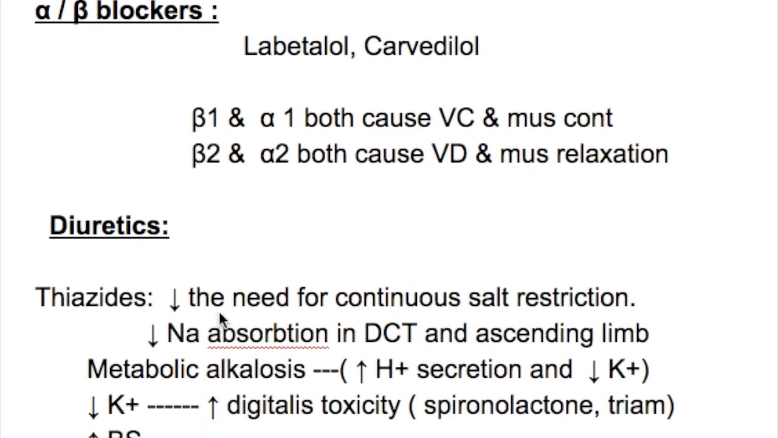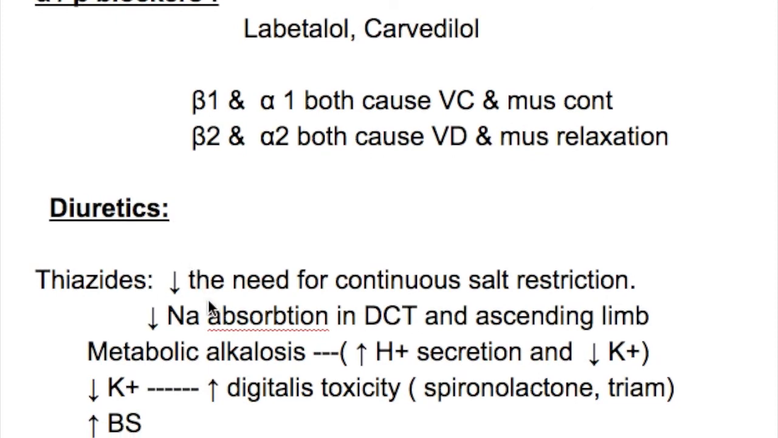The diuretics. What is the site of action of thiazide diuretics? They decrease the sodium absorption in distal convoluted tubule and the ascending limb also. They cause metabolic alkalosis by increasing the hydrogen ion secretion in the tubule.